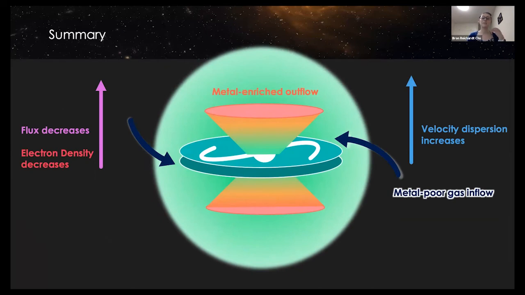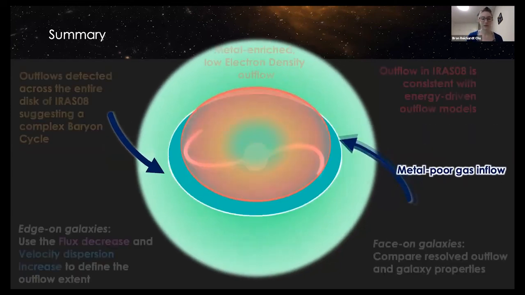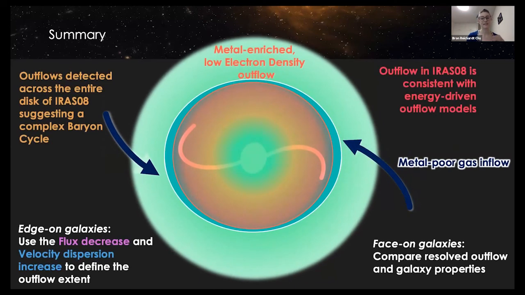And so in summary, the Duvet survey is starting to fill in the picture of outflows in starbursting galaxies. From our edge-on galaxies, we're using the flux decrease and the velocity dispersion increase off the minor axis to define the extent of outflows. We've found evidence that the galaxies are fed by metal-poor gas inflows, and that the outflows are metal-enriched and may have very low electron densities. From our face-on galaxies, we've found that starbursting galaxies may have a very complex baryon cycle, and that the outflow in IRSO 8 is consistent with energy-driven outflow models.